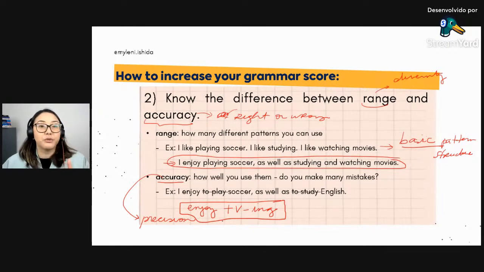But that's not enough. You have to put your own example. Give me your own example. What do you enjoy doing on the weekends, for example? I'm going to write my sentence here. I enjoy running and spending some quality time with my husband. That's my sentence, okay?